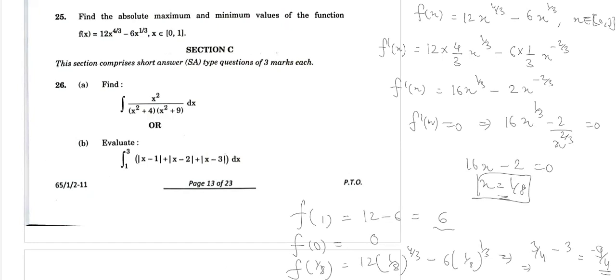So absolute minimum will be minus 9 by 4 and absolute maximum will be 6. Okay, and the absolute minimum point is 1 by 8, the absolute maximum point is 1.